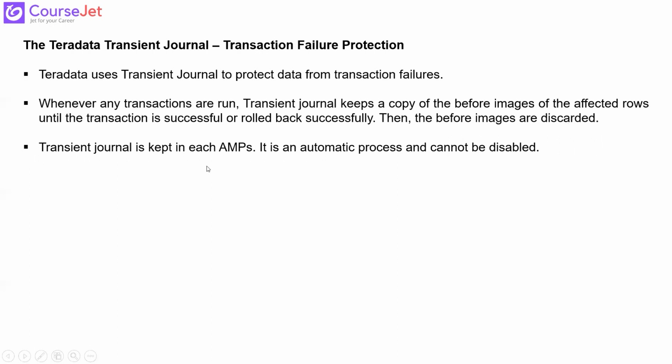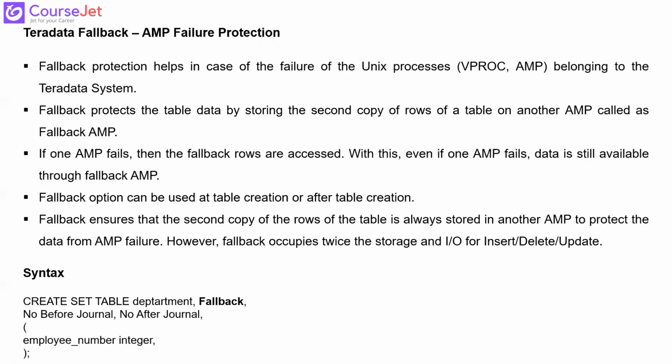The transient journal is kept in each AMP. It is an automatic process and cannot be disabled. Whatever rows are getting changed will be kept in each AMP where the data resides. So that is about the transient journal.